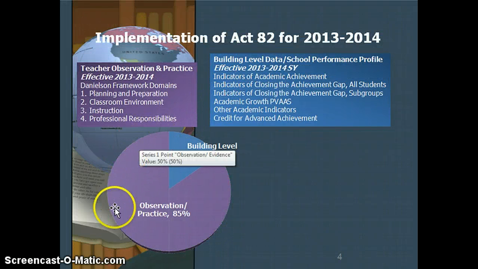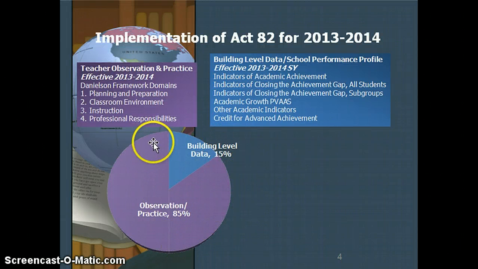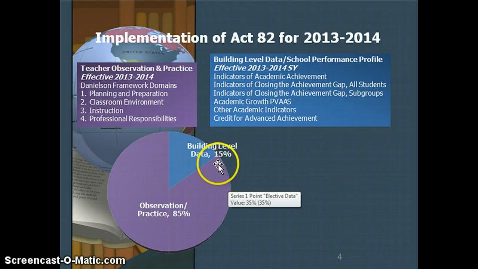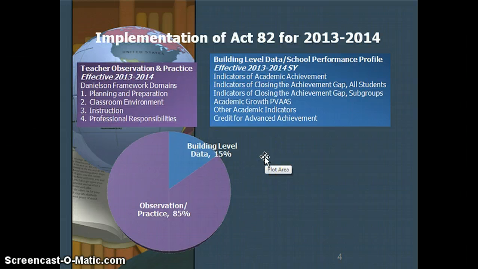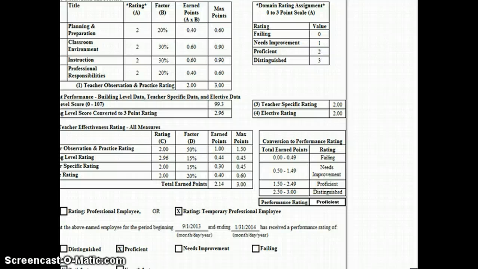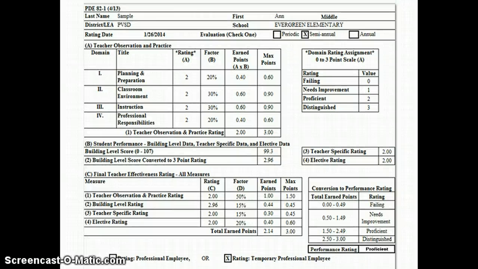For this year, as you know, 85% of your score is comprised of the Danielson observation model. 15% will be the building SPP. We won't have that for a little while, so your 82-1 has been designated as a draft. Your 82-1 looks like this. The domains for Danielson are listed here. The building level score comes beneath that.